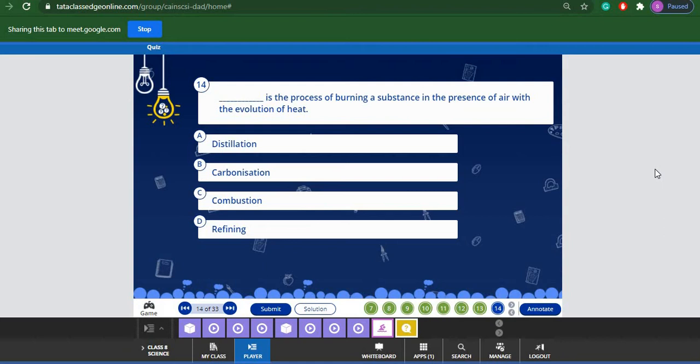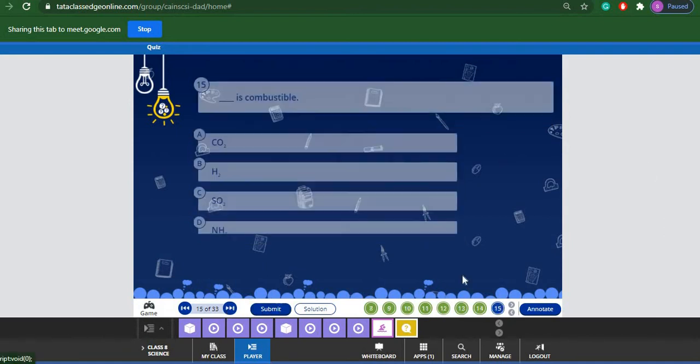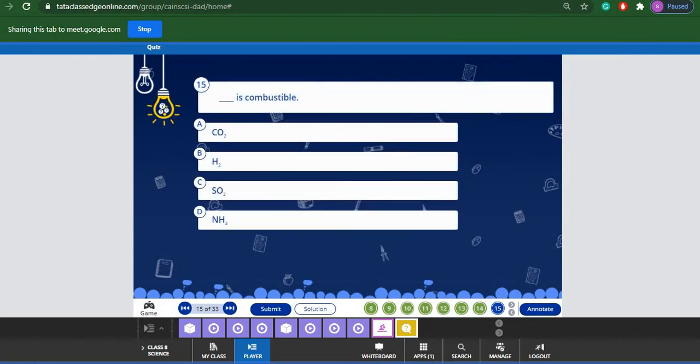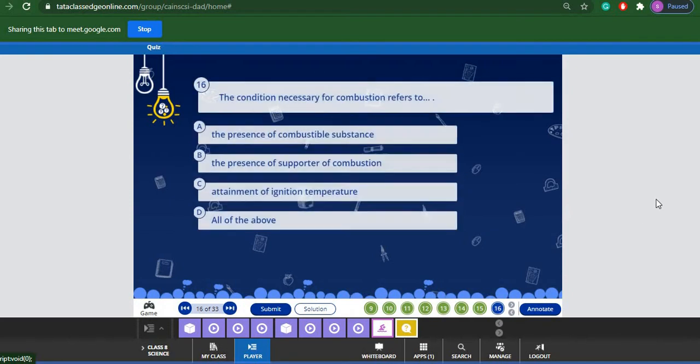Sir, C. Everyone C? Yes, sir. Now next one. Very good. This one, tell me. Sir, A. No, it's produced actually. Carbon dioxide is produced. It will be hydrogen. Okay. It will be hydrogen. Now next one.